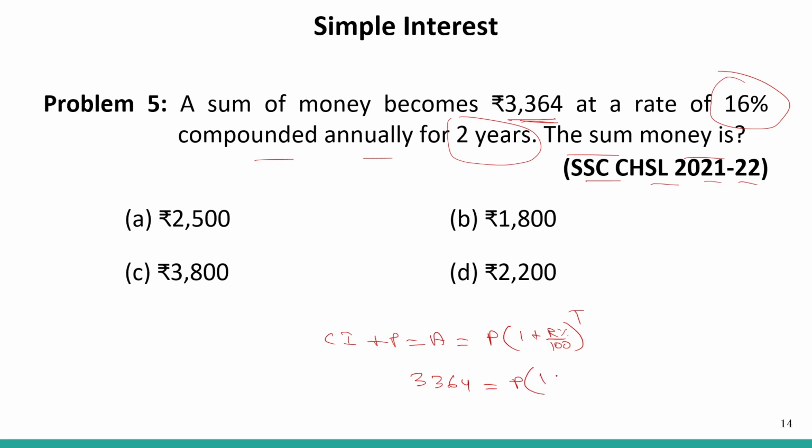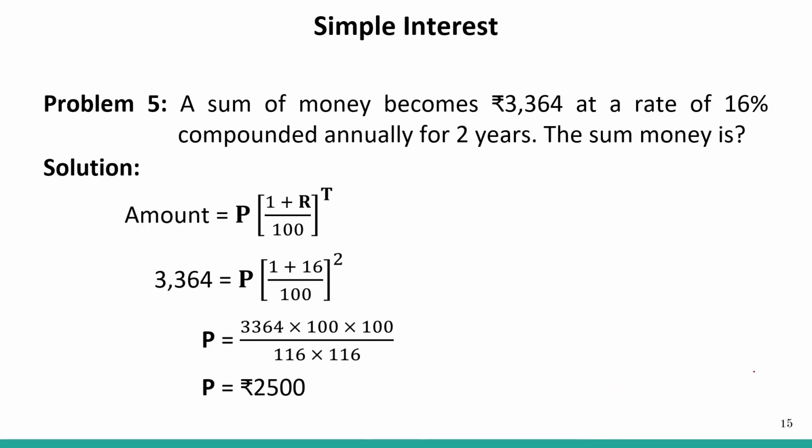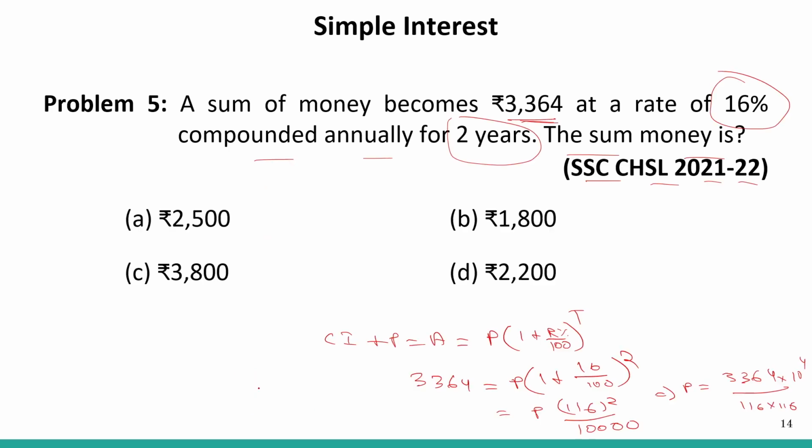So this will be 1 plus R, which is given as 16, by 100, whole power 2. So this will be P into 116 whole square. This implies that P is equal to 3364 by 116 into 116 into 10 power 4. Let's see the solution. The amount is this much, so this formula is used here. What we are left with is nothing but 2500. So 2500 is the correct answer here.